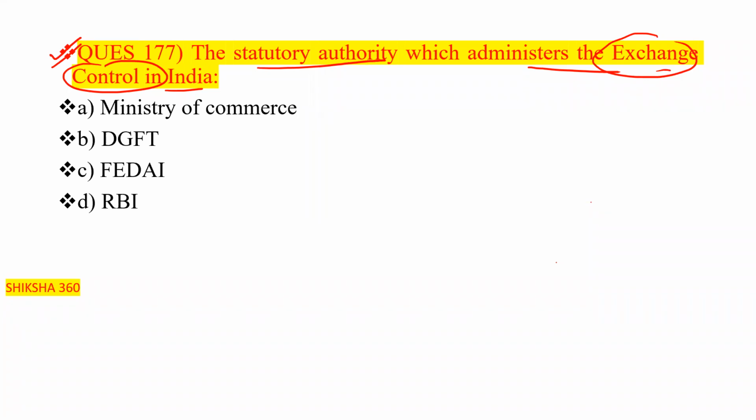I have properly discussed this under chapter number 5, part 1. Statutory means it has its own act, a specific act. DGFT is not such a specific one, and the Ministry of Commerce is a different thing. Either FEDAI or RBI. RBI is a statutory authority. So here the correct answer is option D, the RBI. It governs the broad parameters of the guidelines in financing for the exporters also.